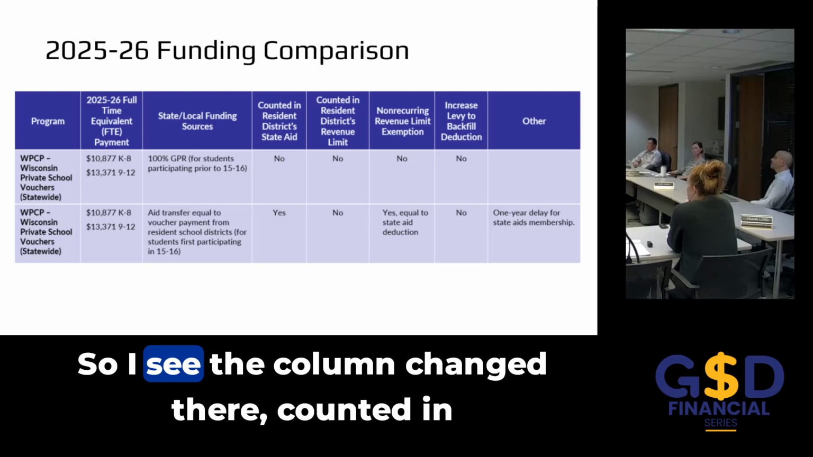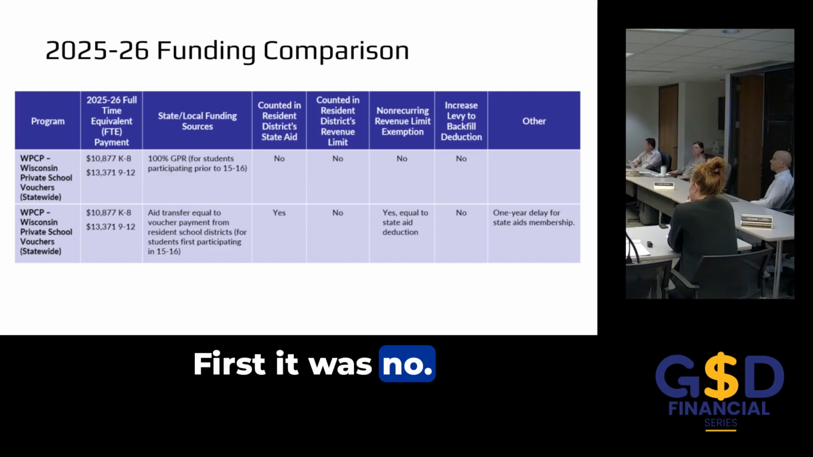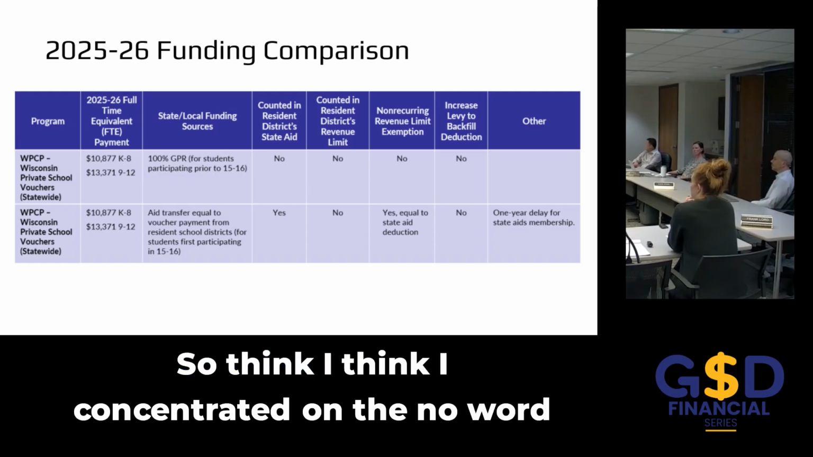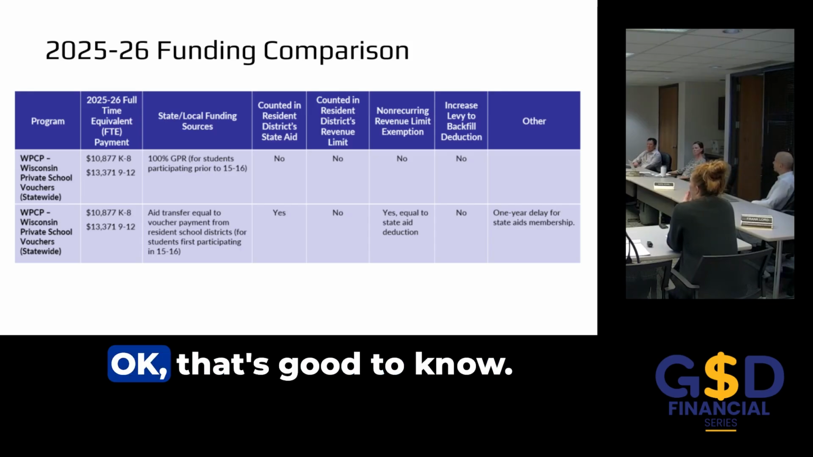Okay, so I see the column changed there, counted in resident district state aid. First it was no, and later it was yes. So I think I concentrated on the no word there and didn't really see the second one. Okay, that's good to know.